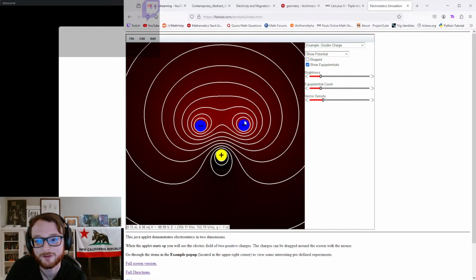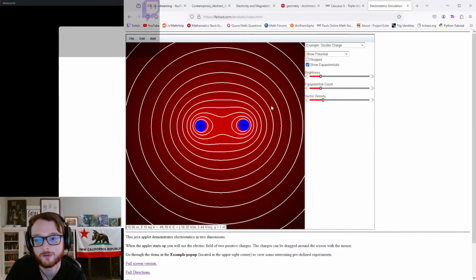Oh, is the ratio not right? I don't think that it's a ratio problem. I think that the field that they're showing is for a test charge, not the potential for the system. So the redness is the potential if you had a test charge there. Oh, that makes sense. What if I got rid of this thing? This positive one. Oh.